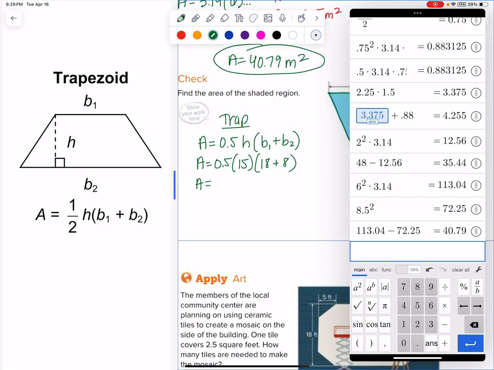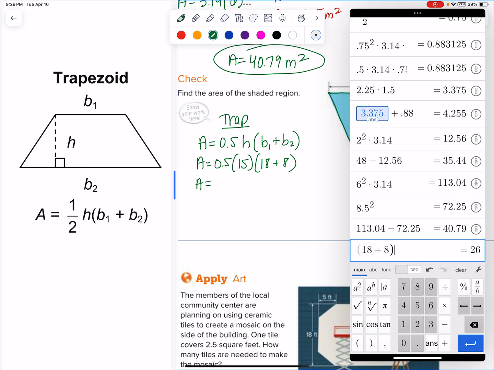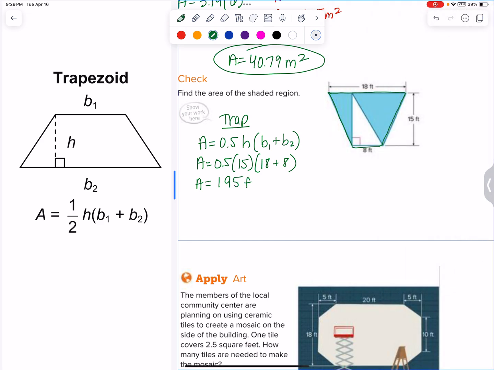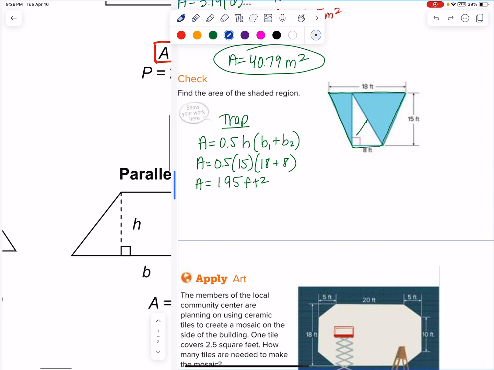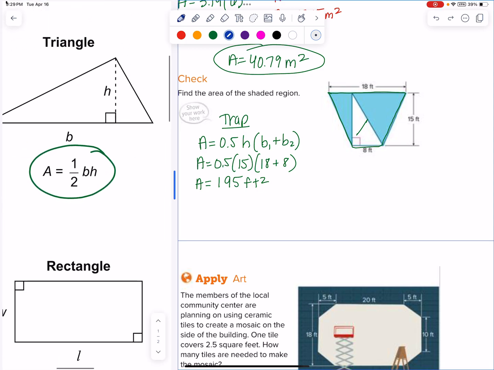We have to do the 18 plus 8 first, because order of operations says take care of all your grouping. Then we can multiply, here I'll put it in parentheses, by 15, and we can multiply by 0.5 or just divide by 2. And we end up with 195, and it's area, so it's feet squared. So that's the area of the whole trapezoid. Now we want to remove that triangle, right? So what's the area formula for a triangle? Let's go to it and explore.